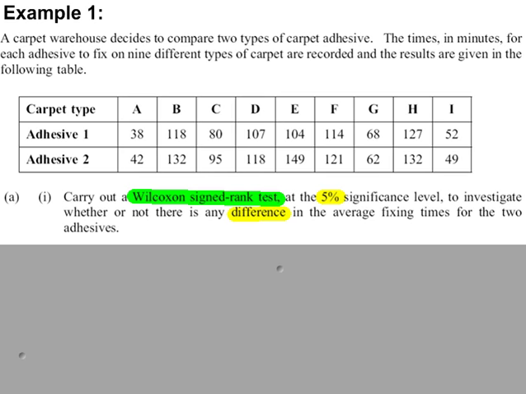Example 1. We have 9 different types of carpet labelled A to I, and 2 different types of glue, or 2 different types of adhesive. And we're going to use a Wilcoxon signed rank test using a 5% significance level to investigate whether there's any difference in the average fixing times for these 2 adhesives, for a difference, so a two-tail test.